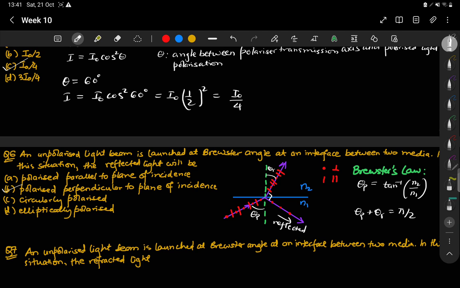If we send in an unpolarized light beam at an interface between two media at the Brewster angle, where Brewster angle is the angle of incidence, then in this case the reflected light will be completely polarized and the polarization direction would be perpendicular to the plane of incidence. And the plane of incidence is the plane containing the incident ray and the normal to the interface. I hope this is clear now. Sorry for the confusion.